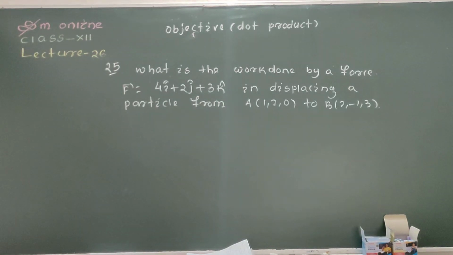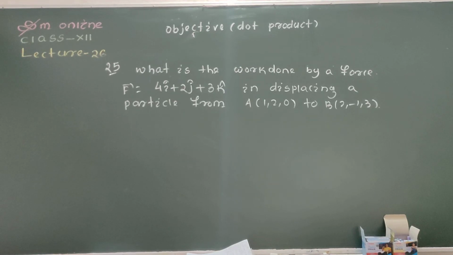We know that work done is equal to W equal to F dot S. So here F is given, that is 4i cap plus 2j cap plus 3k cap. And the point A is 1, 2, 0 and point B is 2, minus 1, 3.